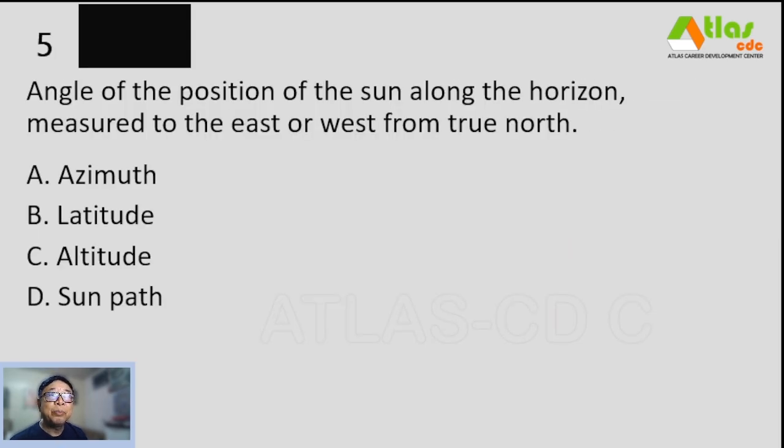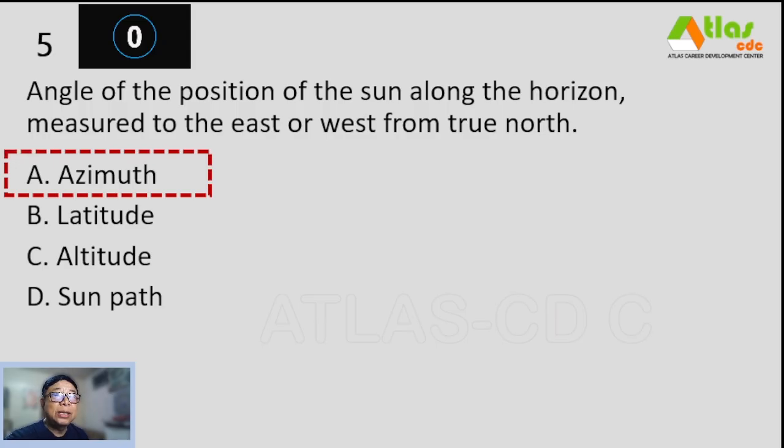Number 5. Angle of the position of the sun along the horizon, measured to the east or west from true north. A. Azimuth. B. Latitude. C. Altitude. And D. Sun path. And our correct answer is letter A, azimuth.